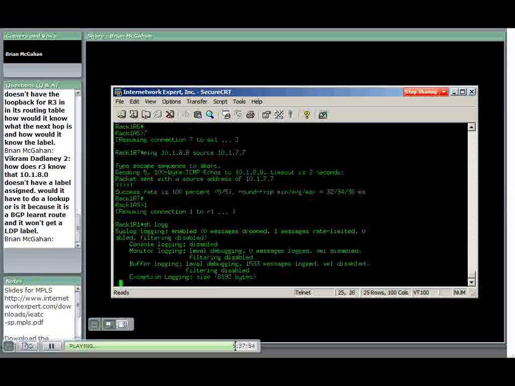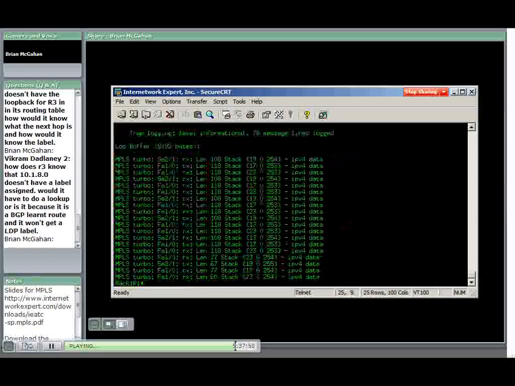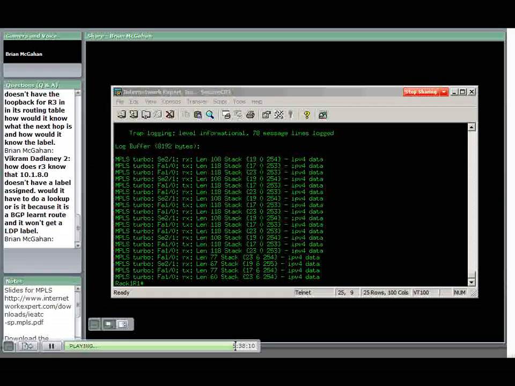is bgp redistribute-internal. So it says allow redistribution of iBGP learned routes into the IGP. Normally you wouldn't want to do this because the IGP has a lower administrative distance than BGP, so you would start routing through the IGP instead of BGP, but that's actually what we want in this case. So we're going to say bgp redistribute-internal, and we'll say this on router 6 as well.